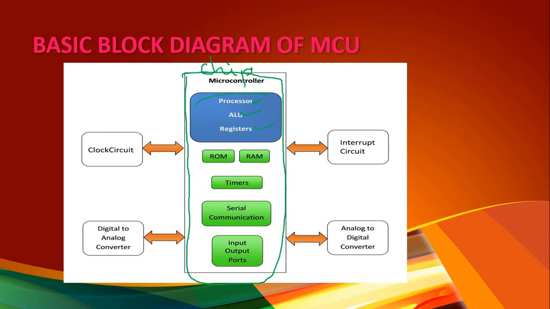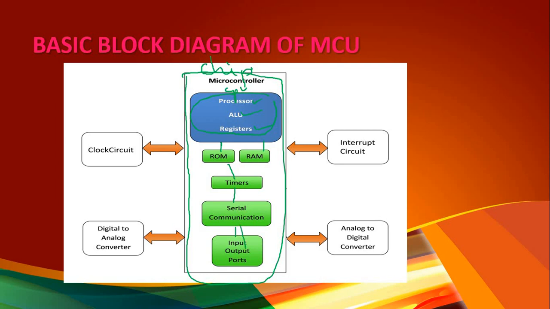This is the what unit? This is a CPU or a processor unit. This is a ROM unit, RAM, timers, serial communication and I/O ports. Next, what is ROM? This ROM is nothing but a read-only memory. RAM is a random access memory. Timers, serial communication, I/O ports.